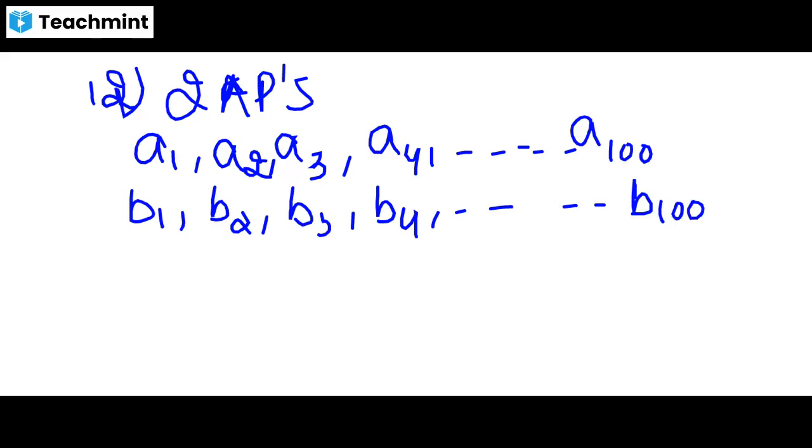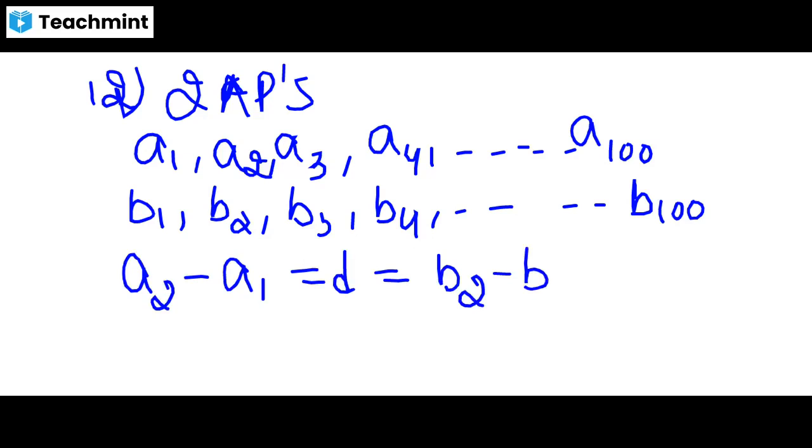So same common difference, meaning what do we get here? A2 minus A1. What is A2 minus A1? We are getting the common difference D. That same common difference is obtained in B2 minus B1 also. A2 minus A1 is equal to D and that same common difference is obtained in B2 minus B1 also. Now, in place of D, either you can take A2 minus A1 or you can take B2 minus B1.